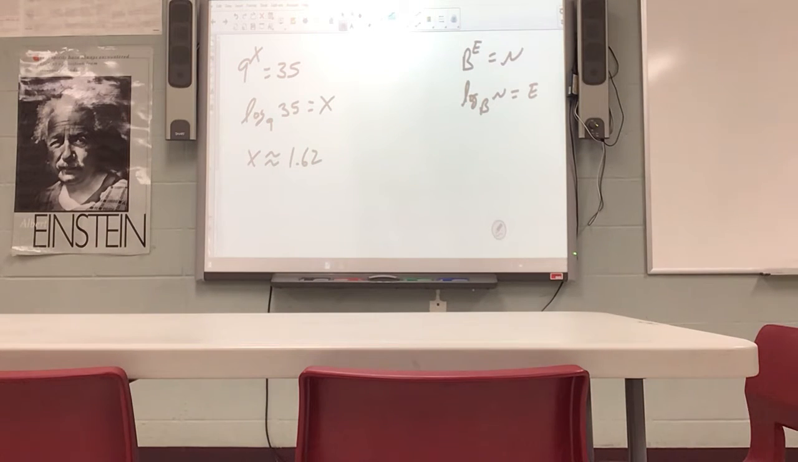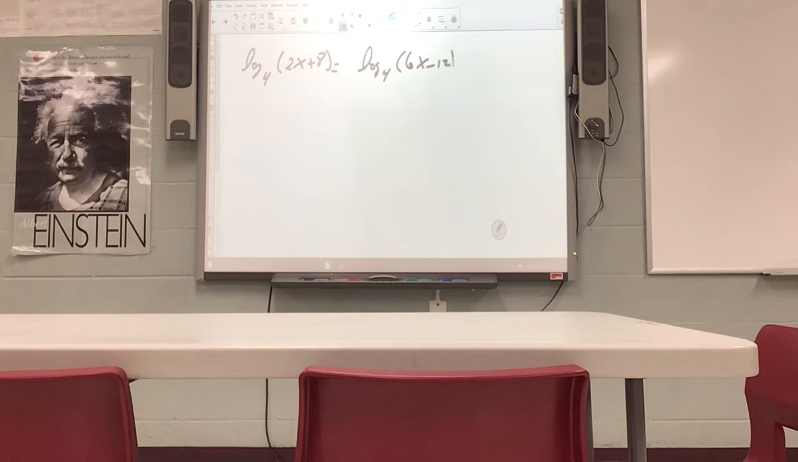I think those are probably the easiest ones in my opinion, because your calculator does that for you. Alrighty, but this next one's easy too. Log base 4 of 2x plus 8 is equal to log base 4 of 6x minus 12.